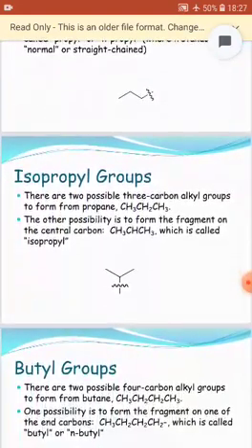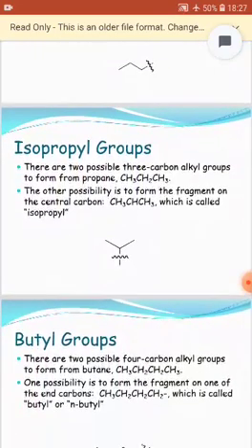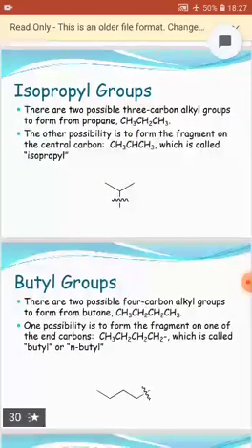Isopropyl group. There are 2 possible 3-carbon alkyl groups to form from propane, CH3CH2CH3. The other possibility is to form the fragment on the central carbon, (CH3)2CH-, which is called isopropyl.